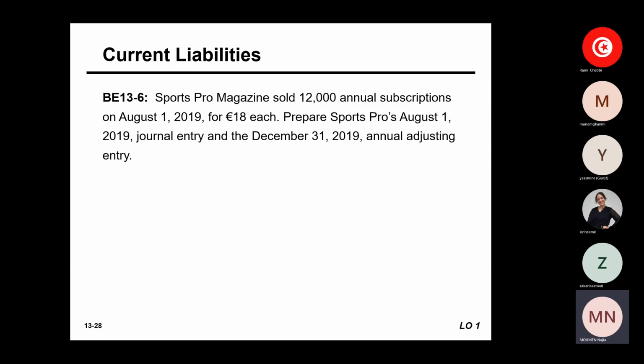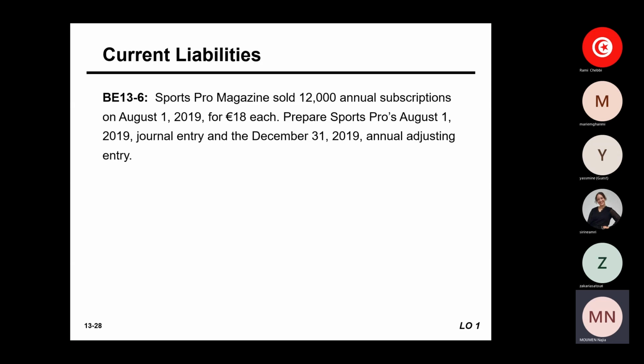So here we have an example of unearned revenues. It's about Sports Pro magazine, which is selling 12,000 annual subscriptions on August 1st for €18 each. You are asked to prepare the Sports Pro August 1st journal entry and the December 31 annual adjusting entries. Here, you are selling annual subscriptions, so you are receiving cash in advance of delivering this magazine to your customers.